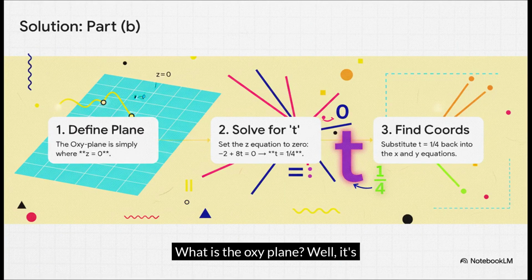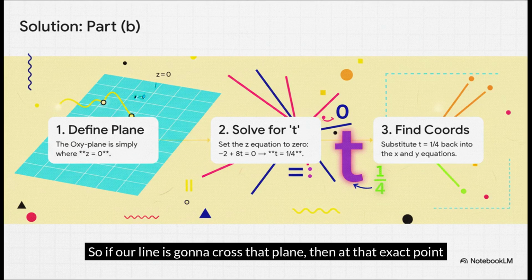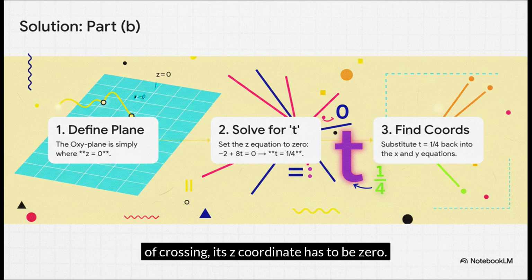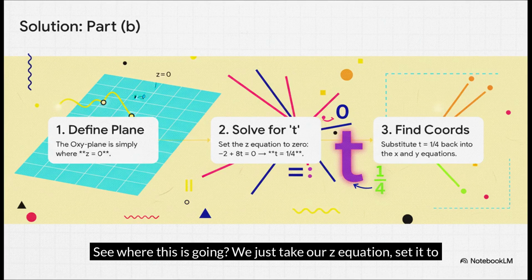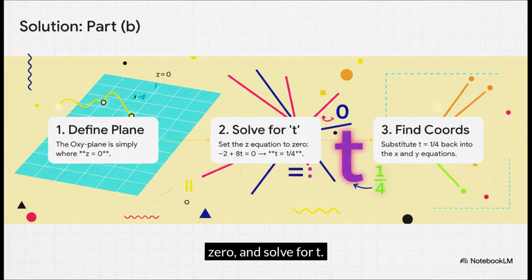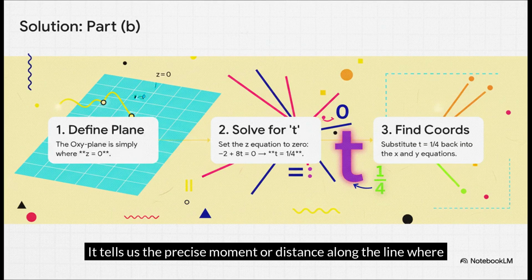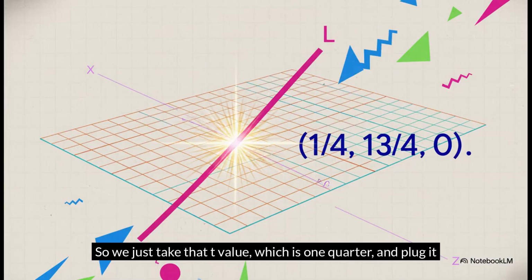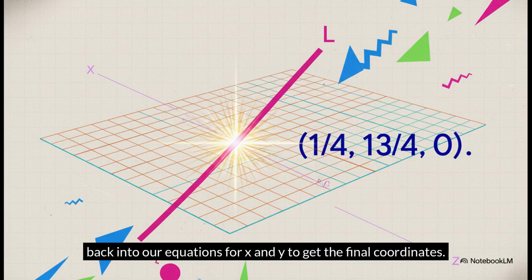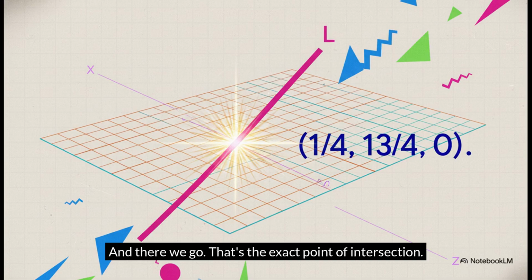What is the oxyplane? Well, it's just the flat surface where z equals 0. So if our line is going to cross that plane, then at that exact point of crossing, its z-coordinate has to be 0. See where this is going? We just take our z equation, set it to 0, and solve for t. That value of t is like our magic key. It tells us the precise moment or distance along the line where we hit that plane. So we just take that t value, which is 1/4, and plug it back into our equations for x and y to get the final coordinates. And there we go. That's the exact point of intersection. Problem 1, done and dusted.